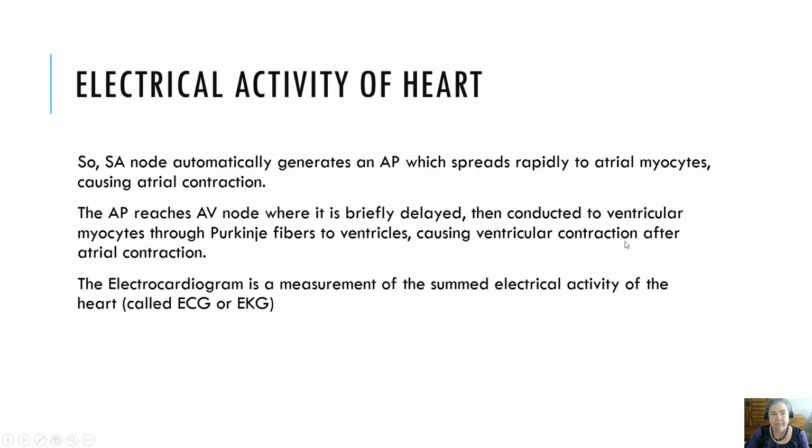So, to repeat, the SA node generates the action potential, which spreads to the atrial myocytes, causing atrial contraction. When it reaches the AV node, there's a brief delay of about a tenth of a second as that impulse passes down the His bundle, the bundle branches, the Purkinje fibers, and then to the ventricles. And then the ventricles contract. So ventricular contraction occurs after atrial contraction under normal circumstances.